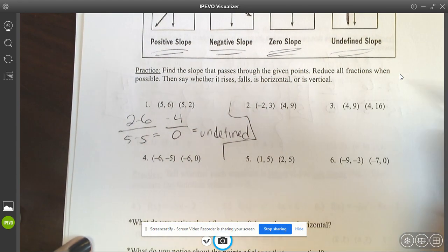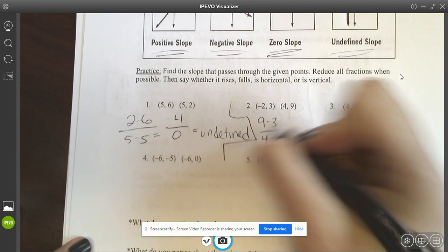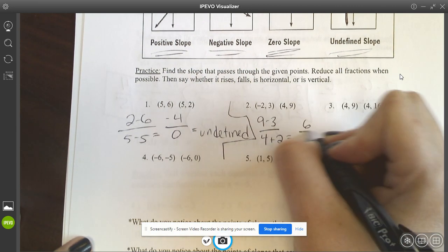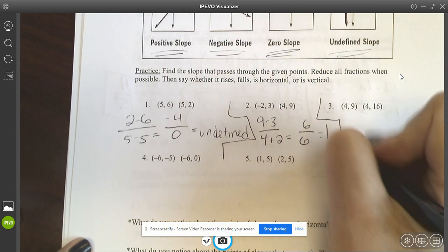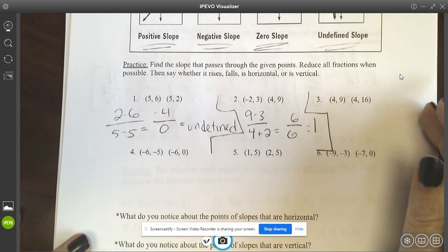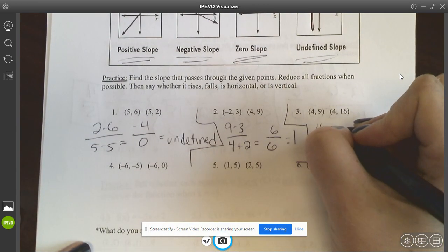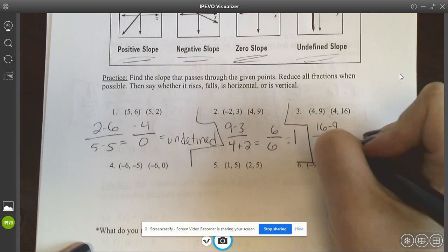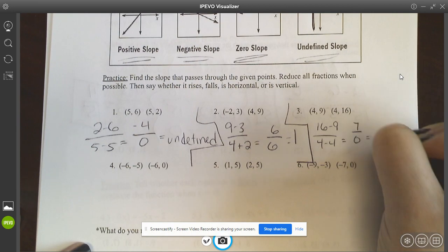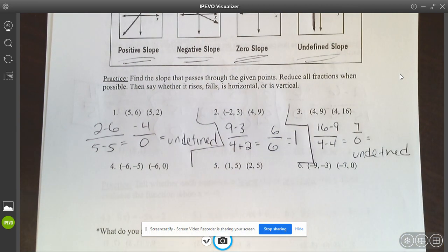And then I'll just do the first three. Number 2 would be 9 minus 3, 4. And then remember the double negative makes that a +2. So I get 6/6, which is 1. So that's a positive slope. So this one would be rising as I went left to right. Number 3 is 16 minus 9 over 4 minus 4. So this is 7/0, which once again gives you undefined. So that's a vertical line.